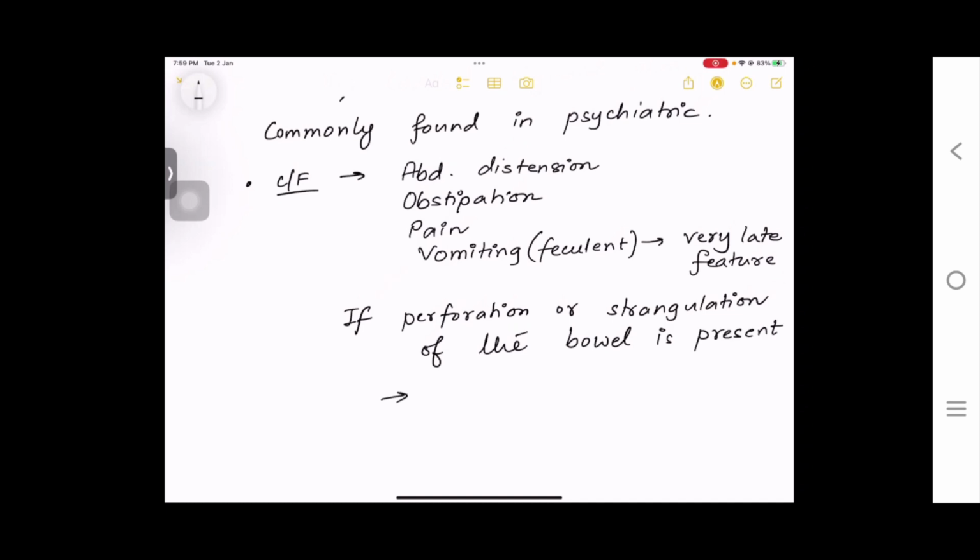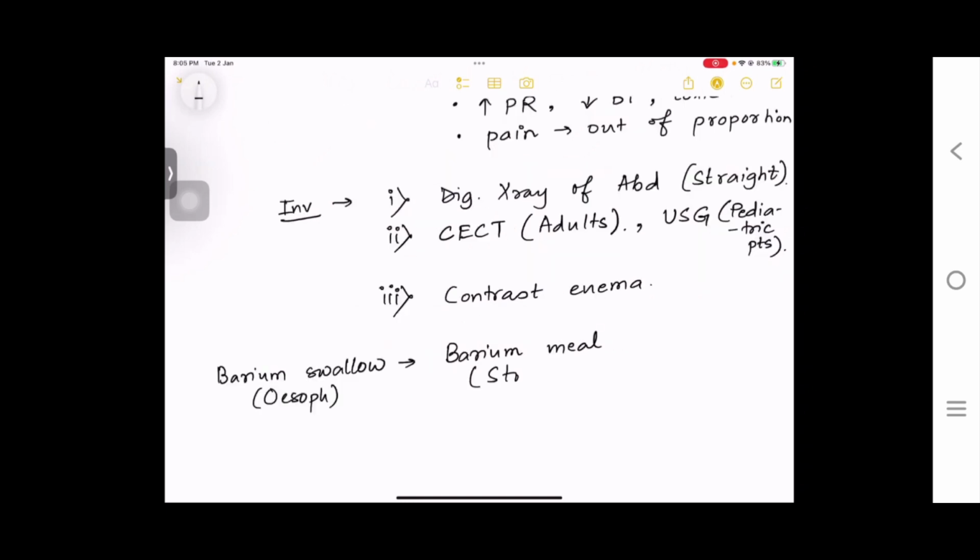And fifth point is that if perforation or strangulation is present, then there are some other features which will be seen, like cardboard rigidity, rebound tenderness. There will be gas under the diaphragm if you see in the chest x-ray, because we know that gas under the diaphragm signifies perforation. Obviously, there will be increased pulse rate, decreased BP, signs of shock, a toxic appearance, and a very severe pain that will be out of proportion.